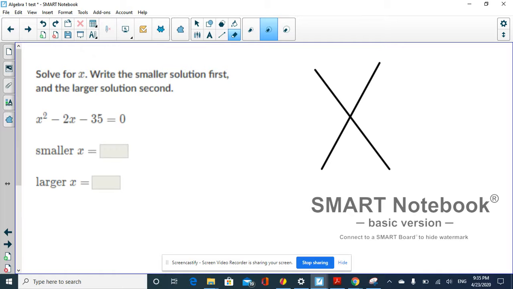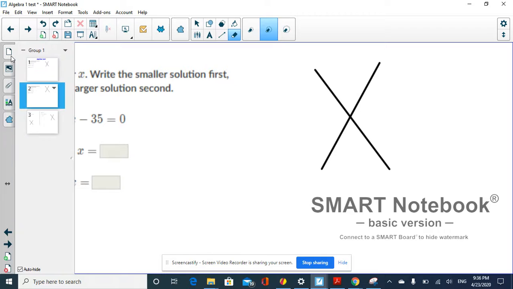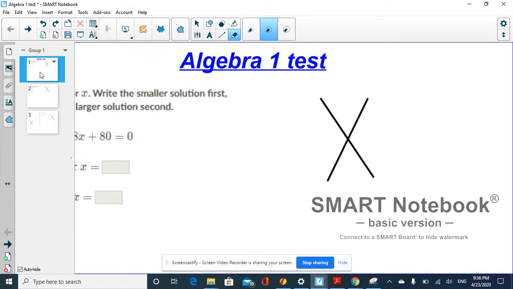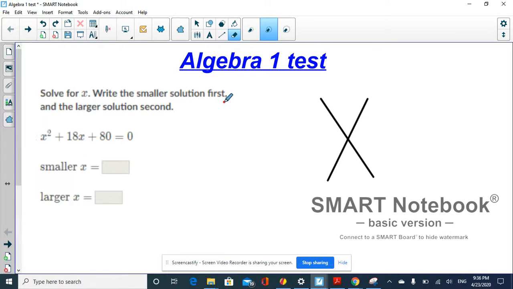The first one, solve for x. Write the smaller solution first and the larger solution second. The first equation, okay, this is the first example. The equation is x squared plus 18x plus 80 equals 0.